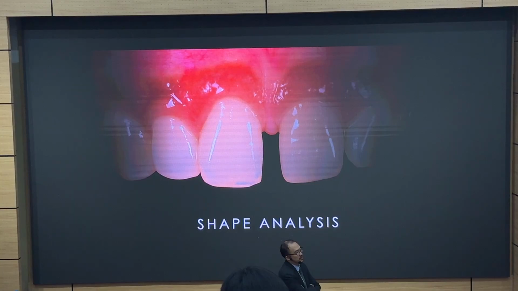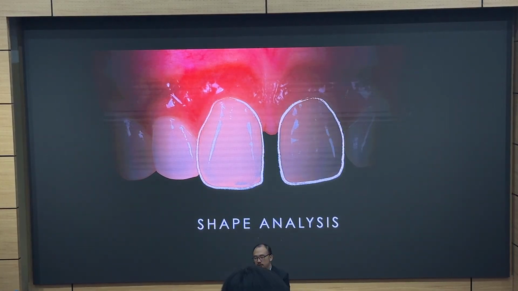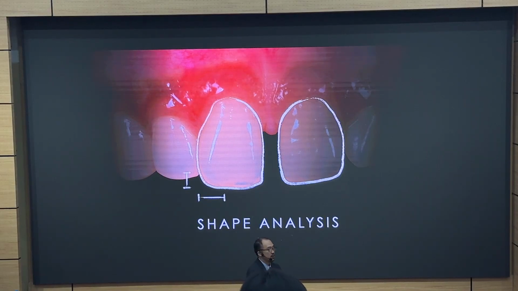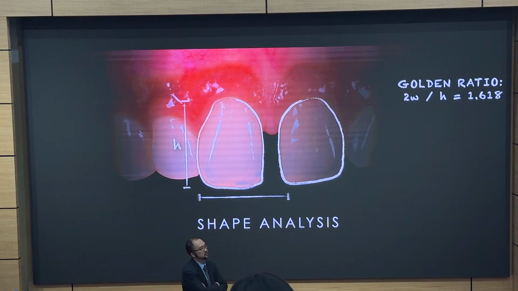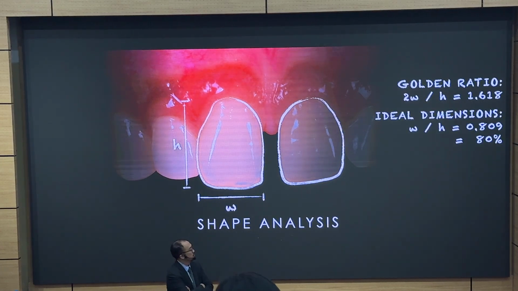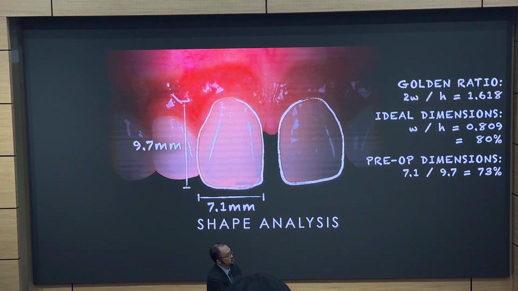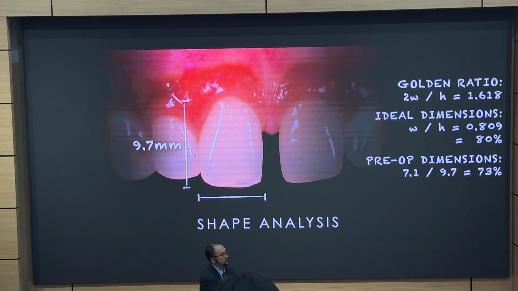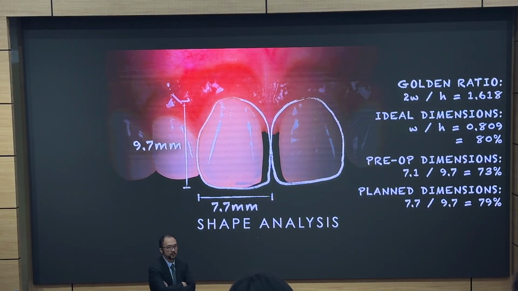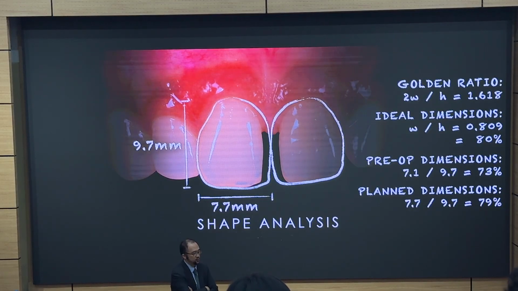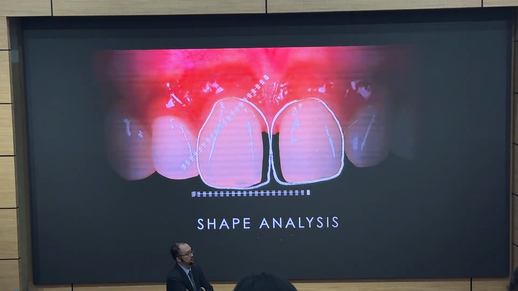In terms of the shape analysis, the reason why I think this is a very good restorative case is because the teeth are very narrow. So when you do the analysis, we know that I can afford to make the teeth wider. Okay? So this is a case that's very, very suitable to treat restoratively.